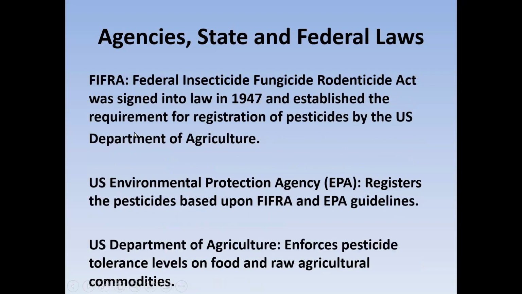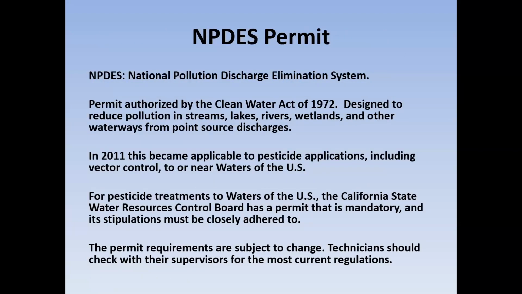Okay, so let's go over FIFRA. FIFRA is the Federal Insecticide, Fungicide, and Rodenticide Act that was signed into law in 1947 and established the requirement for registration of pesticides by the U.S. Department of Agriculture. The U.S. EPA registers the pesticides based on FIFRA and EPA guidelines. The U.S. Department of Agriculture enforces pesticide tolerance levels on food and raw agricultural commodities. So if you're out spraying and you happen to spray an organic field, you could be running afoul of the U.S. Department of Agriculture guidelines.